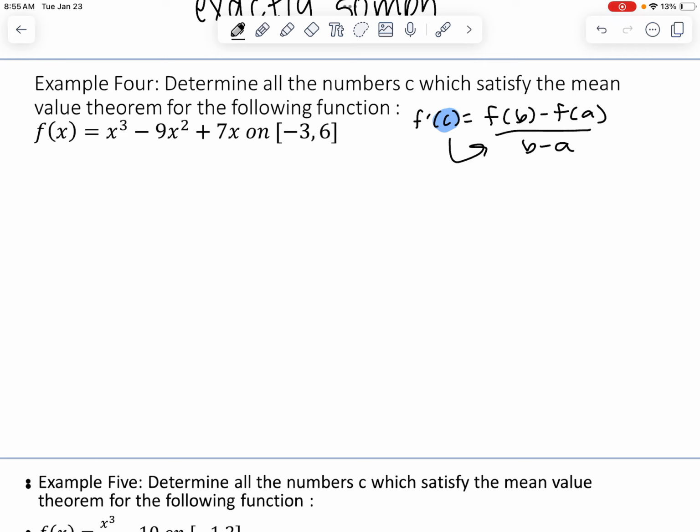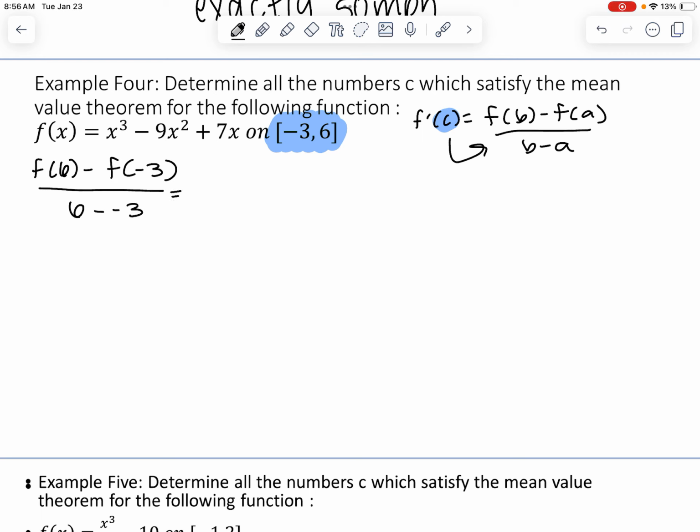So we're going to start by finding the average rate of change, because remember, if you ever see something like this in brackets, [-3, 6], those are always x values. So that's the interval. We want to find the average rate of change from -3 to 6. Before we can solve for C, we have to know what we're trying to get f prime of C to equal. So I'm just going to put it in the average rate of change formula, f of 6 minus f of -3 all over 6 minus -3. We're just plugging things in here.